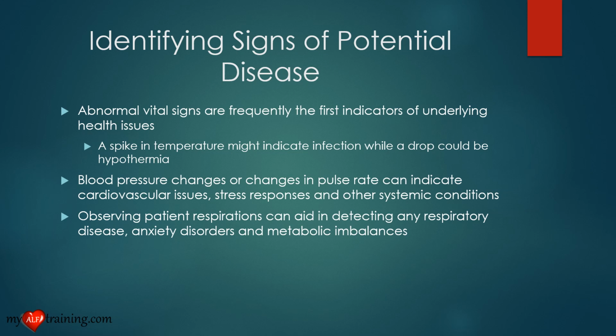For example, a spike in temperature might indicate infection, while a drop in temperature could indicate hypothermia. Blood pressure changes or changes in pulse rate can indicate cardiovascular issues, stress responses, and other systemic conditions. Observing patient respirations can aid in detecting any respiratory disease, anxiety disorders, and also metabolic imbalances.